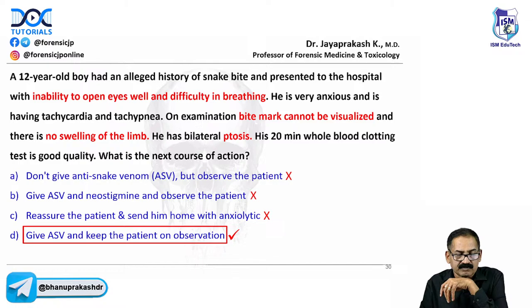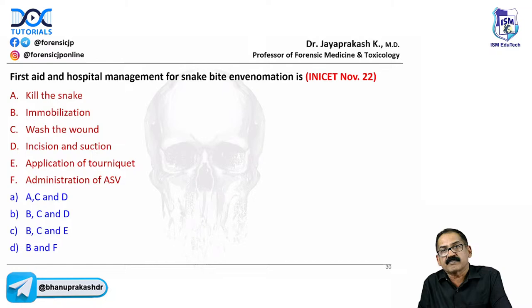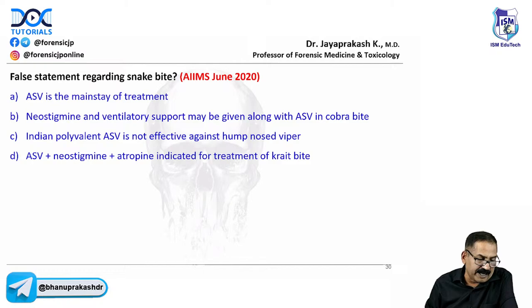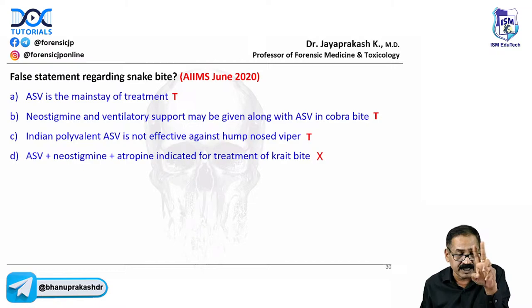First aid and hospital management for snake bite envenomation is: kill the snake, immobilization, wash the wound, incision and suction, application of tourniquet, administration of ASV. Easy question. First statement regarding snake bite: ASV is the mainstay. Correct. Neostigmine and ventilator support may be given with ASV in cobra bite. Yes. Indian polyvalent anti-snake venom is not effective against hump-nosed viper. True. ASV, neostigmine, atropine. Neostigmine is not given in case of krait bite.